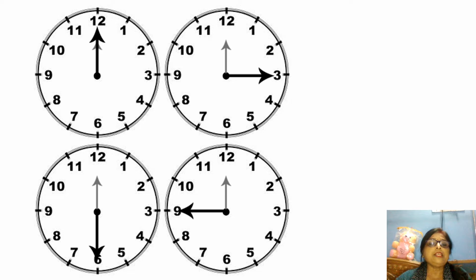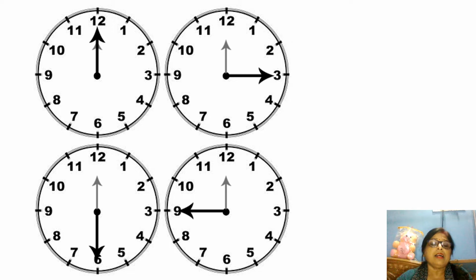Students, in this picture you can see that both hands are at 12. So it is 12 o'clock. And here the longer hand is at 3. So from 12 to 1 is 5 minutes, 1 to 2 is again 5 more, making 10 minutes, and 2 to 3 makes 15 minutes. So here the time is 15 minutes past 12. It is 12:15. In this way, you can show the time.